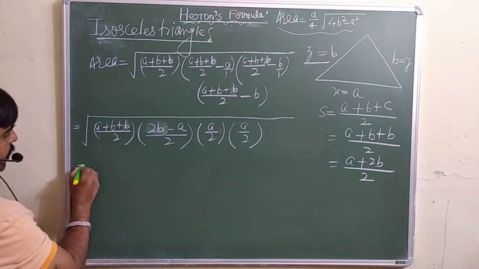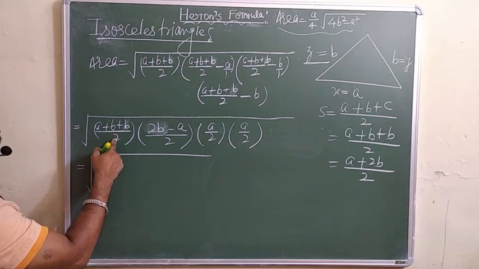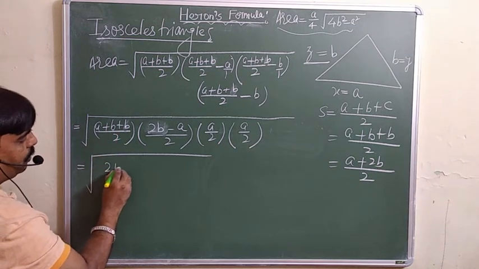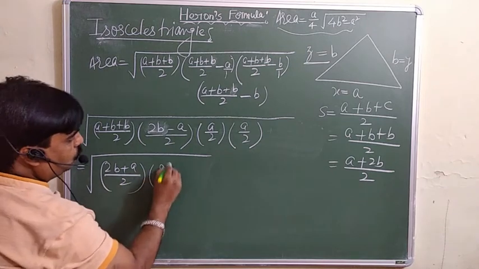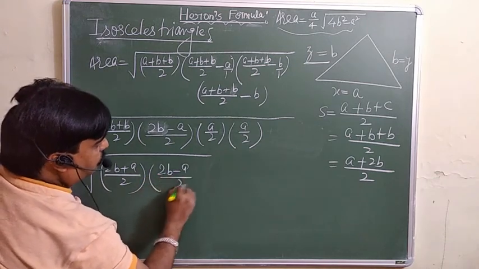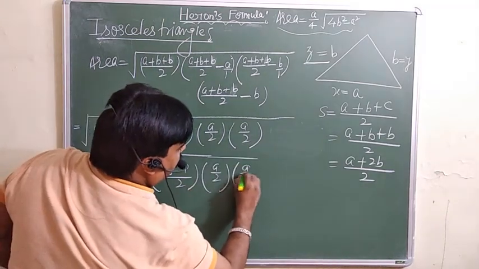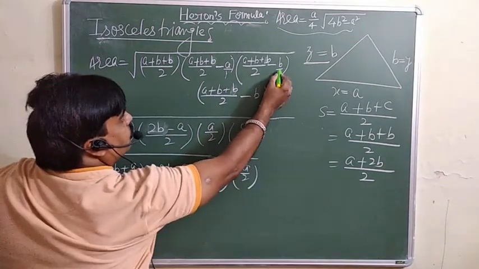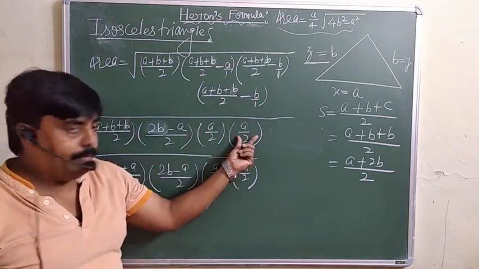So here you are getting this under root. This is A plus 2B over 2, that is, you can say 2B plus A over 2. And this is 2B minus A over 2. And this is A by 2 into A by 2. Here you have to take 1 here, then you will take the LCM. So you will get A by 2 here, A by 2 here.